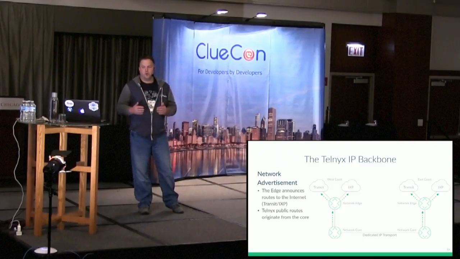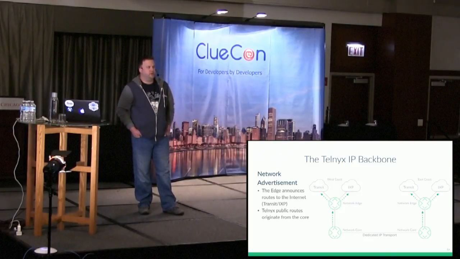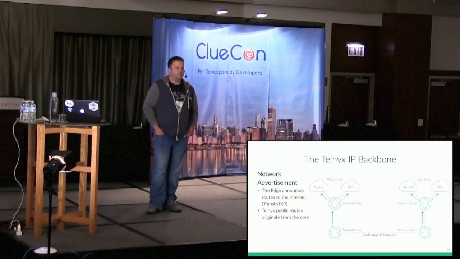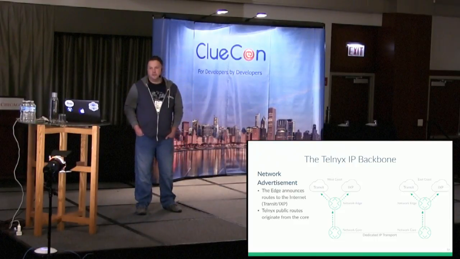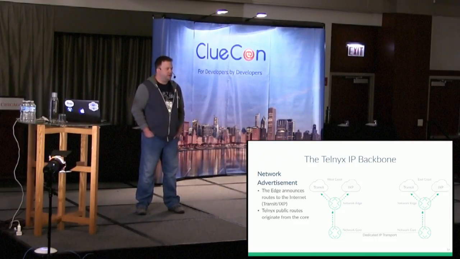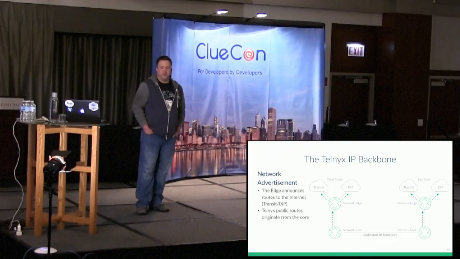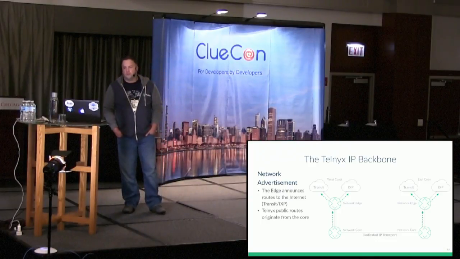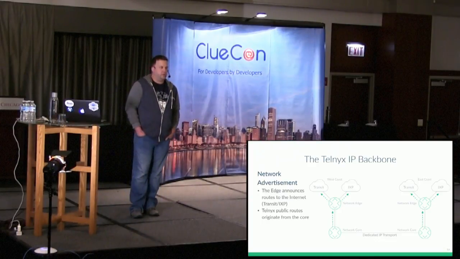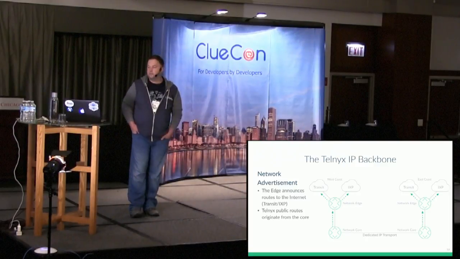From that point, the core is where all the routes are actually originated from in each metro that we're located in. So what you're going to see here momentarily is that if you're trying to connect to Telnyx and you're located in San Francisco, then you're going to arrive in San Jose. If you're in New York City, you're going to arrive in Ashburn and so forth. So all of our public routes are originated from the core, they're announced across the backbone, and then the edge takes care of announcing those out to the rest of the internet.